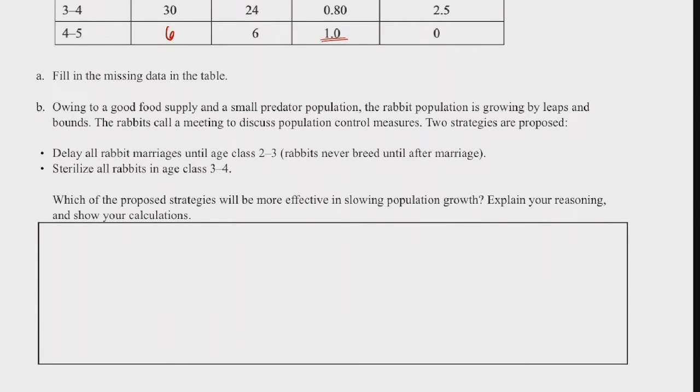All right, B. Owing to a good food supply and a small predator population, the rabbit population is growing by leaps and bounds. The rabbits call a meeting to discuss population control measures. 2 strategies are proposed. 1, delay all rabbit marriages until the age class 2 or 3. And 2, sterilize all rabbits in class 3 or 4. Which of the proposed strategies will be most effective in slowing the population growth?